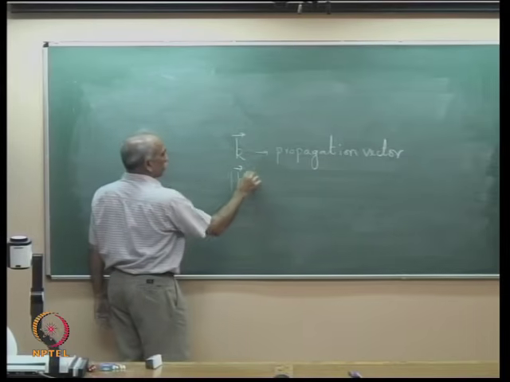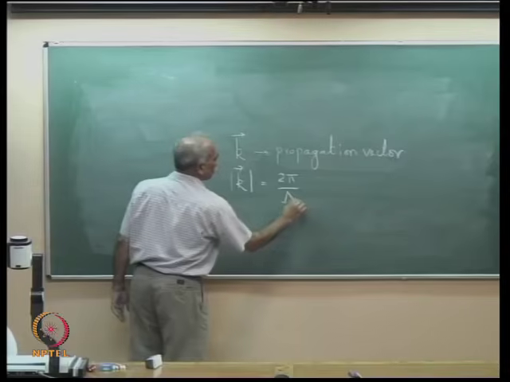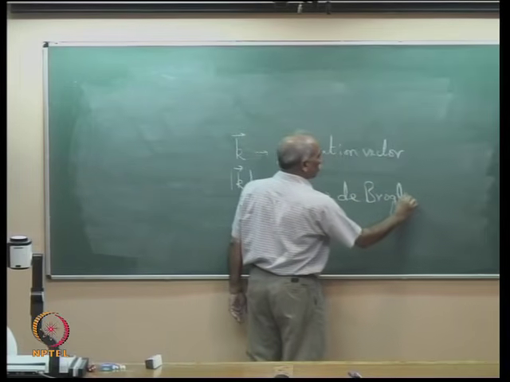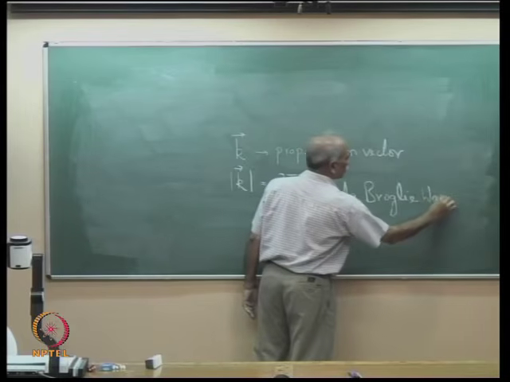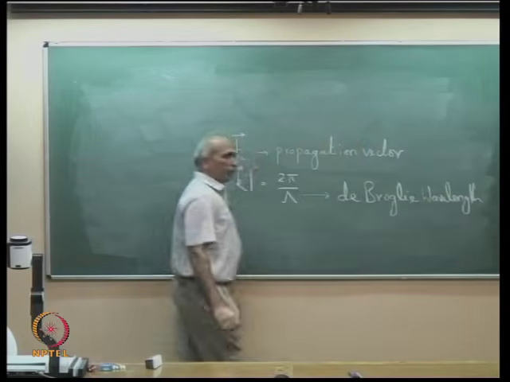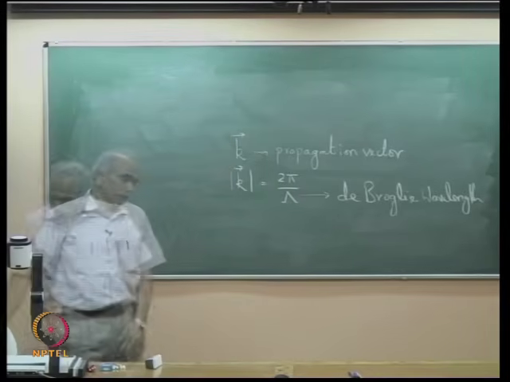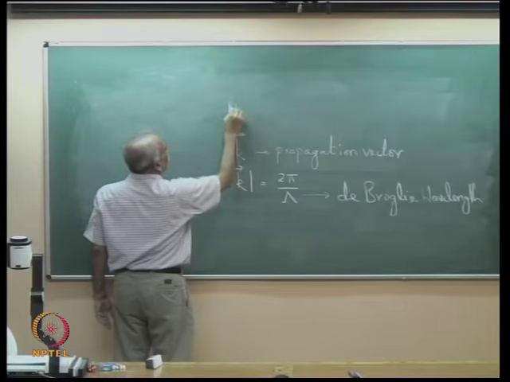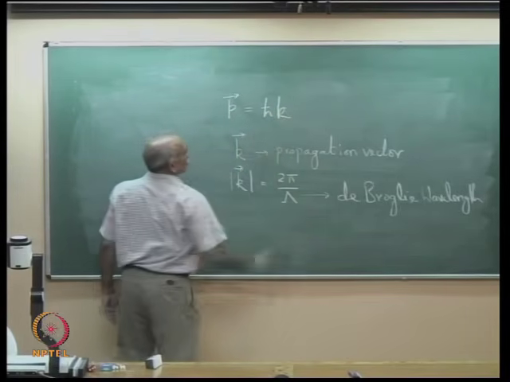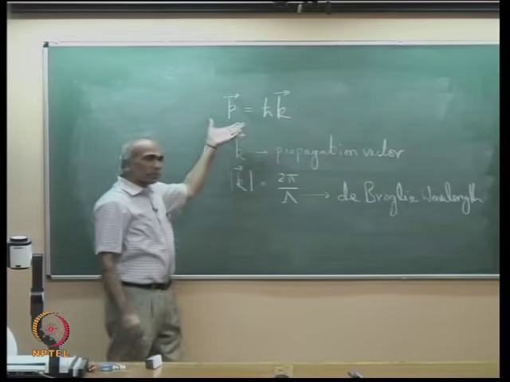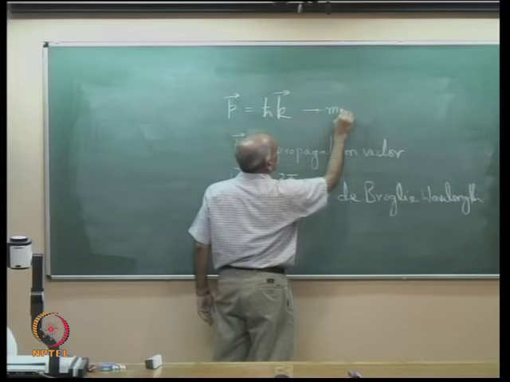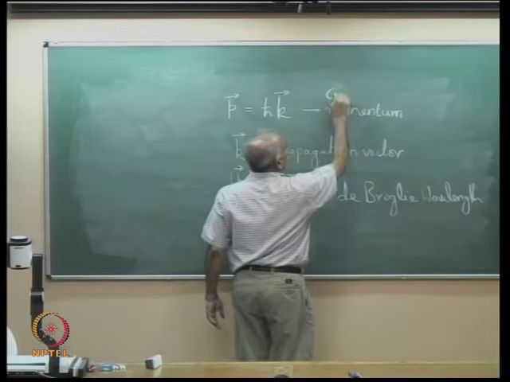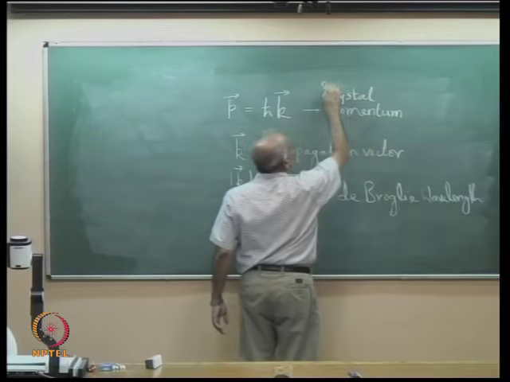Whose magnitude is given by 2 pi by lambda, where lambda is the de Broglie wavelength of the electrons in the medium, in the semiconductor. This k is such that the momentum P of electrons in the semiconductor is given by h cross k. This momentum is very often called the crystal momentum.